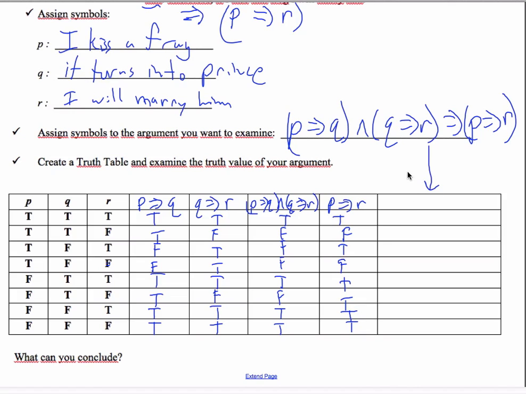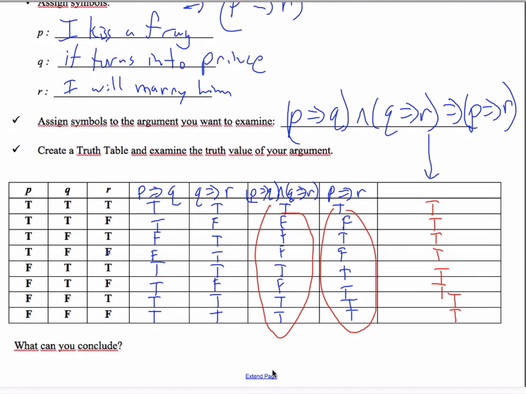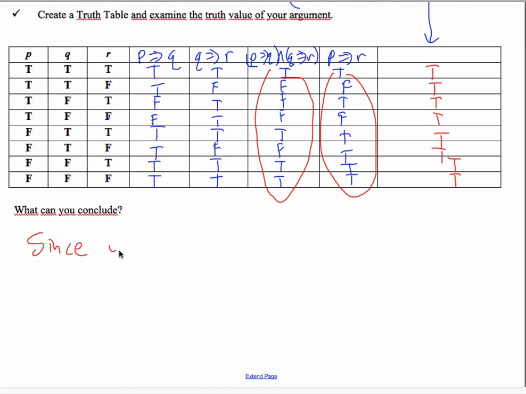So the last statement is this one: P implies Q and Q implies R, implies P implies R. To work that one out, we're looking at these 2 columns right here. If we have true, false, then we have a false. So let's look for true, false. There are no true falses, so there's no falses in here. It's going to be all trues. Okay, that's a tautology. Since we have a tautology, it is a valid argument.